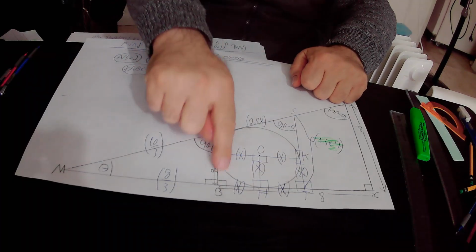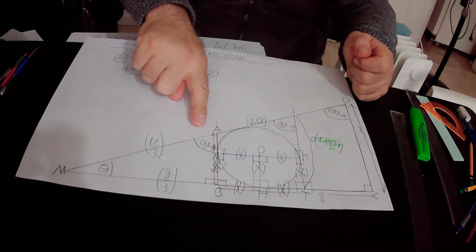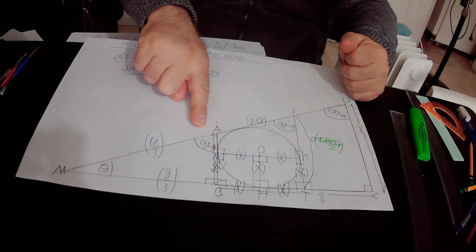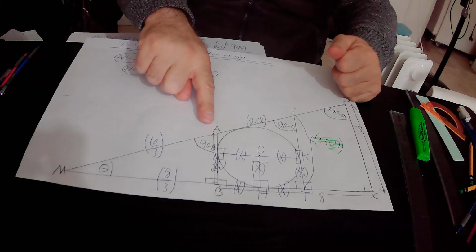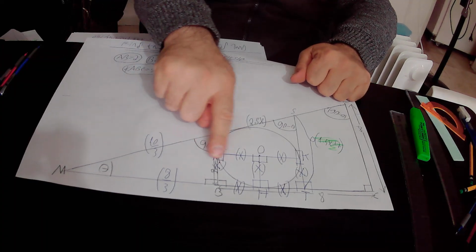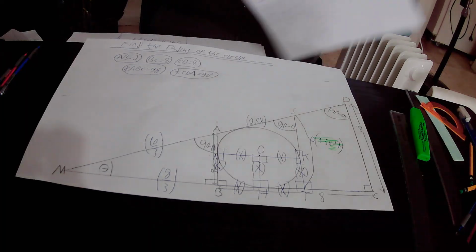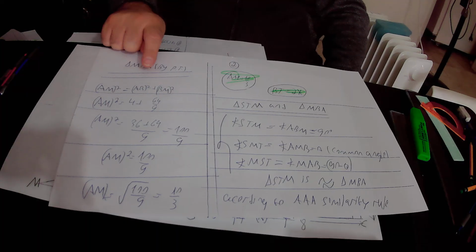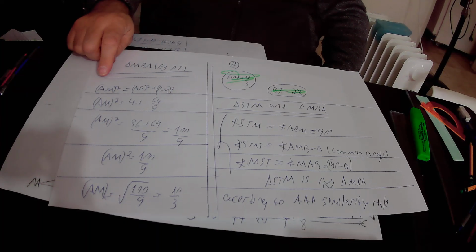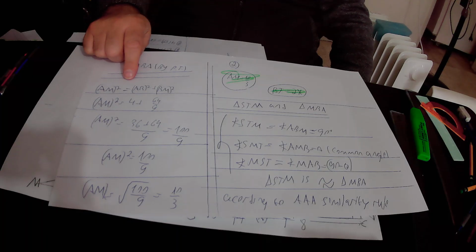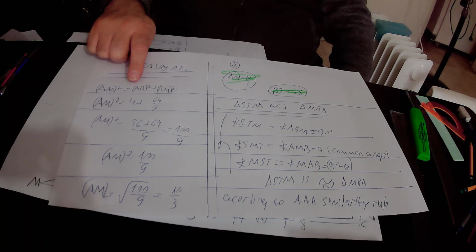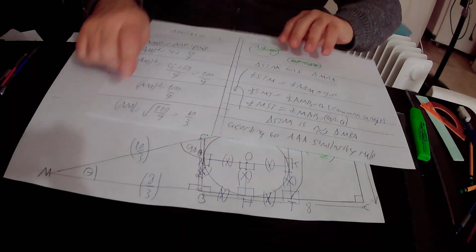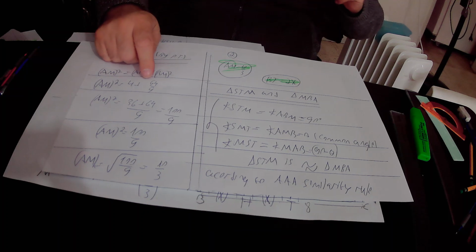Then we focus on this small right triangle MBA, and we apply the Pythagorean theorem to it. According to the Pythagorean theorem, in this small right triangle MBA, AM squared equals AB squared plus BM squared. So AM squared, the square of the hypotenuse, equals AB squared. AB is 2, therefore AB squared is 2 squared, that is 4, plus BM squared. BM is 8 over 3, therefore BM squared is (8 over 3) squared, that is 64 over 9.